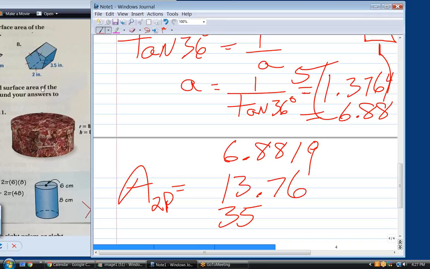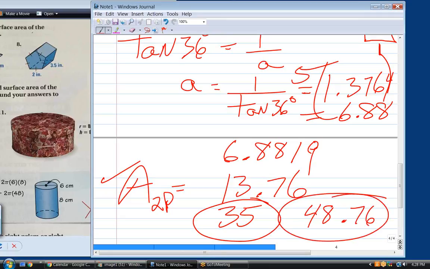If that's going to come out to be fractional, then I don't want to round off early even here. It's safest to never round off until you get to the end. But in the case where I'm going to be adding a whole number, an integer, it's okay. It's not going to affect anything. So my answer is 48.76. That's the total surface area of that object.